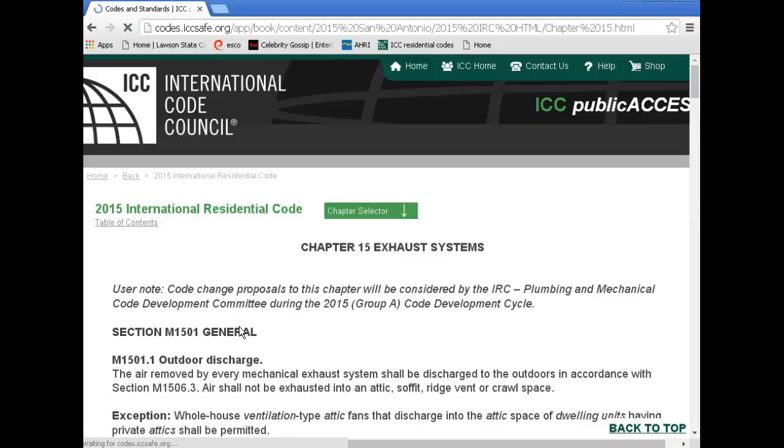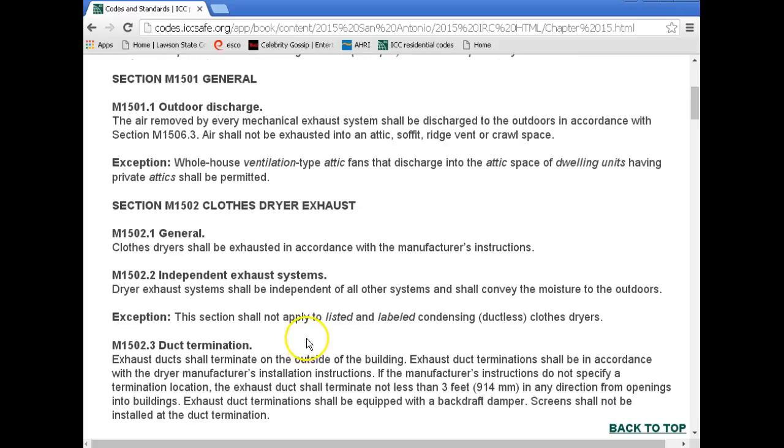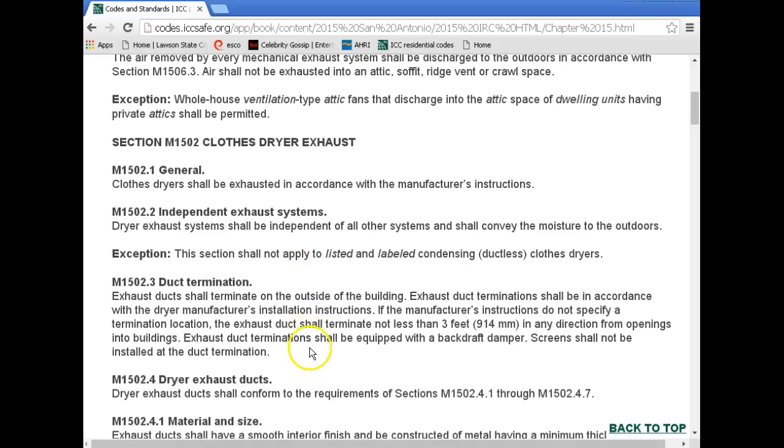15, exhaust systems. Let's see. What was our first? 15.02.3. Let's see if that's changed. Okay, yeah, this has changed in the mechanical, so this might have changed here. Let's see if they give us a new table.